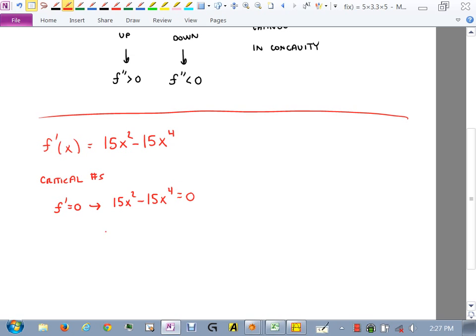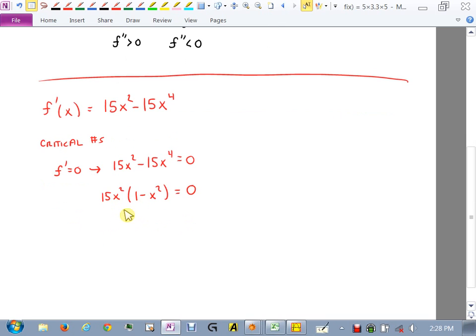I'll do a GCF. The greatest common factor is 15x squared. Pull that 15x squared out.